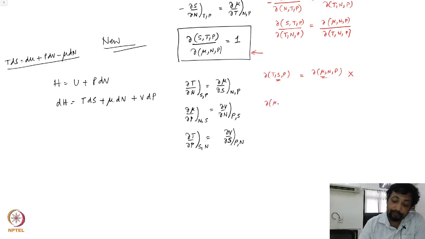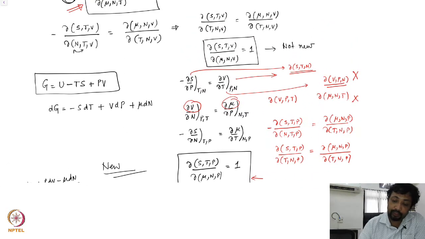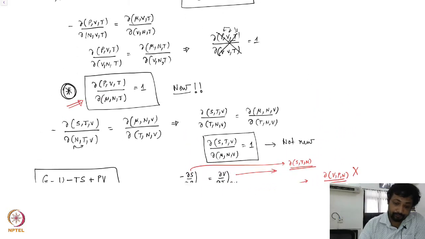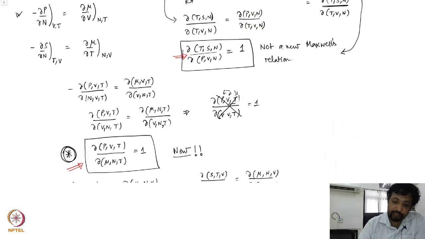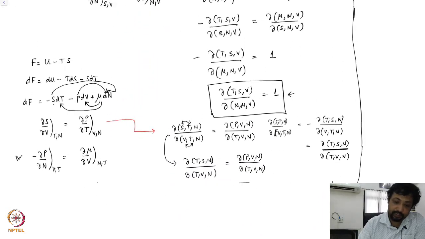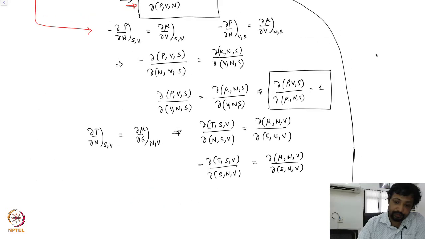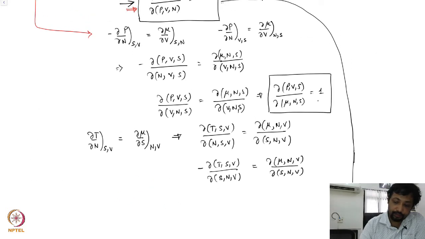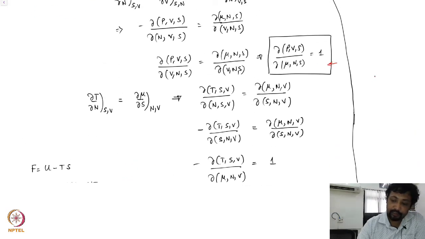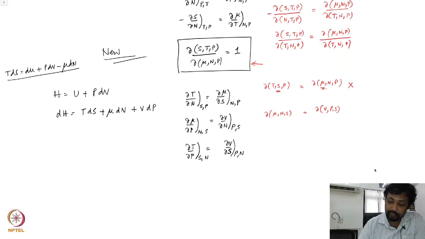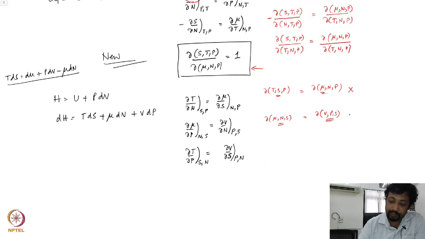Then you have ∂(μ,N,S) is equal to ∂(V,P,S). So one has to go back and look whether we have this. I'm looking for a combination μ, N and S. Do I have a μ, N and S? So ∂(P,V,S), ∂(μ,N,S), and exactly what I have over here is PVS and μNS. So this does not again give me any new Maxwell's relation.